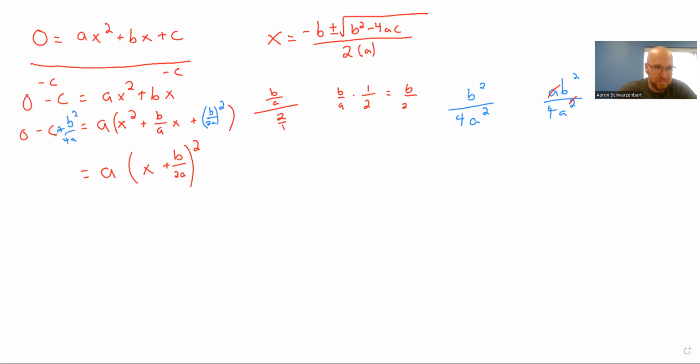Now on this side, I'm going to find a common denominator. I've got negative c plus b squared over 4a. So the common denominator is going to be over 4a. So I'm going to multiply the c by 4a over 4a. 4a divided by 4a is 1. But when I multiply, I have a common denominator and I can combine them.